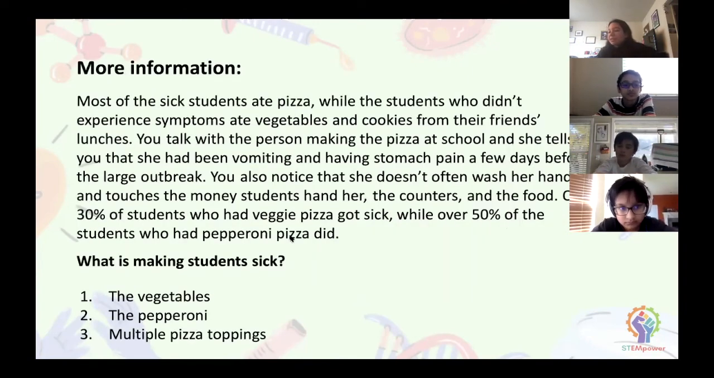Most of the students ate pizza, while the students who didn't experience symptoms ate vegetables and cookies from their friends' lunches. You talk with the person making the pizza at school, and she tells you that she had been vomiting and having stomach pain a few days before the large outbreak. You also notice that she doesn't often wash her hands and touches the money students hand her, the counters, and the food. Only 30% of students who had veggie pizza got sick, while over 50% of the students who had pepperoni pizza did. So, what's making the students sick? The vegetables, the pepperoni, or multiple pizza toppings? Put your answer in chat.